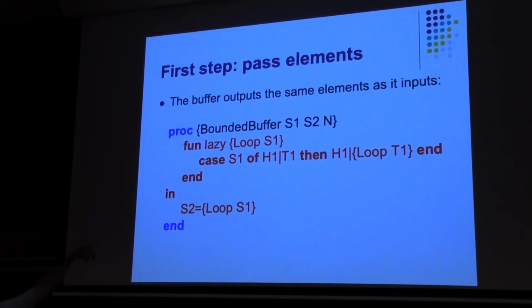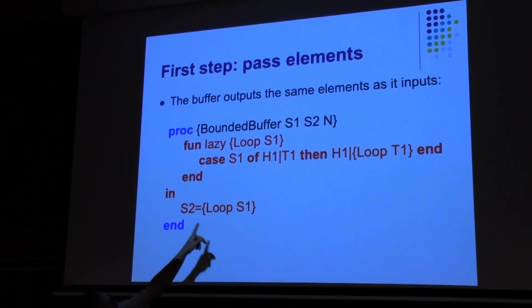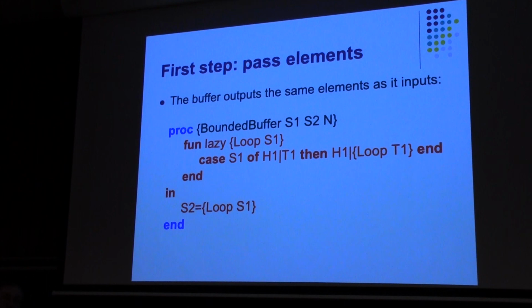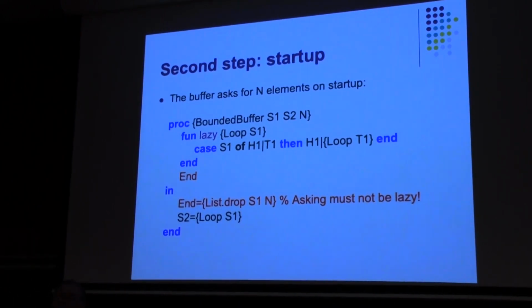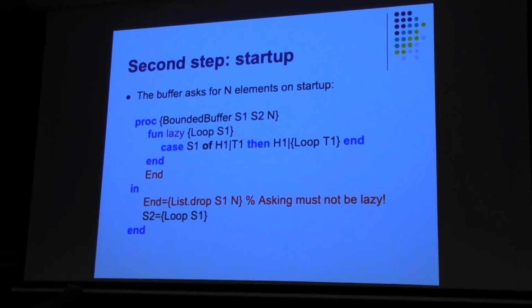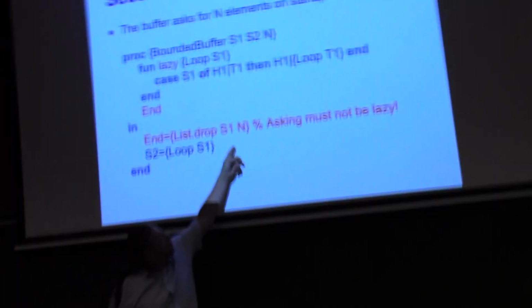So the basic loop is just a no-op, this loop which is just passing input S1 to the output. S2 equals loop S1. So that's the basic thing. But of course we use laziness to make this thing work in a special way. Okay? The bounded buffer looks like a consumer from the viewpoint of the producer. Huh? So the producer thinks it's just sending elements. So the first thing the bounded buffer does, when it starts up, is it asks for n elements.